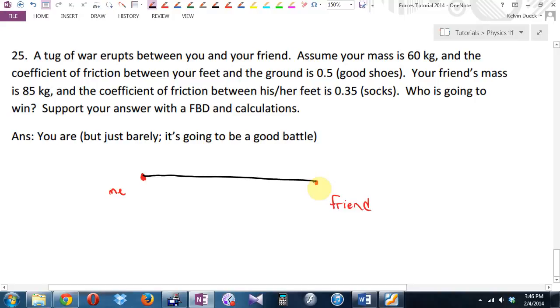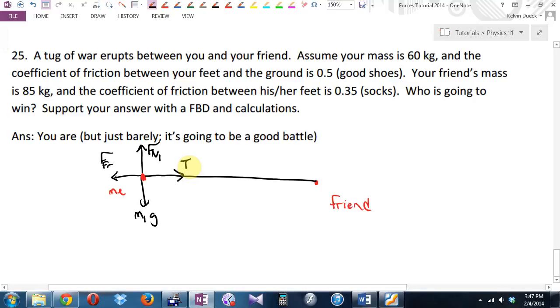What are the forces acting on me? Get the obvious one. I'll call that M1G. And normal force number 1, because I know I'm not sinking into the ground or flying into the air. What else? Friction. What else? Tension. And I think that's it.